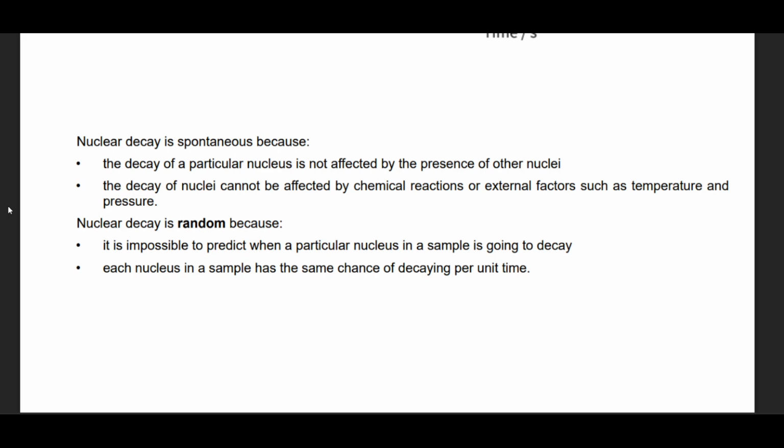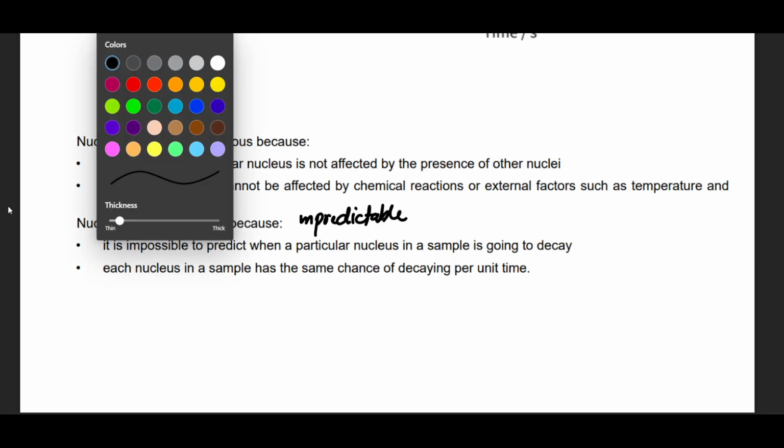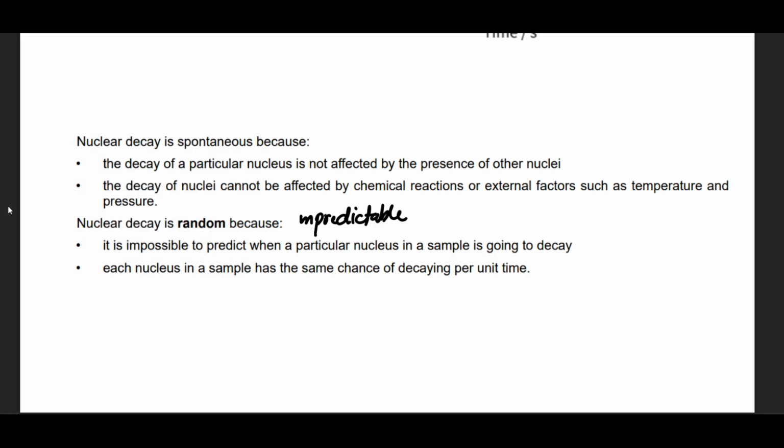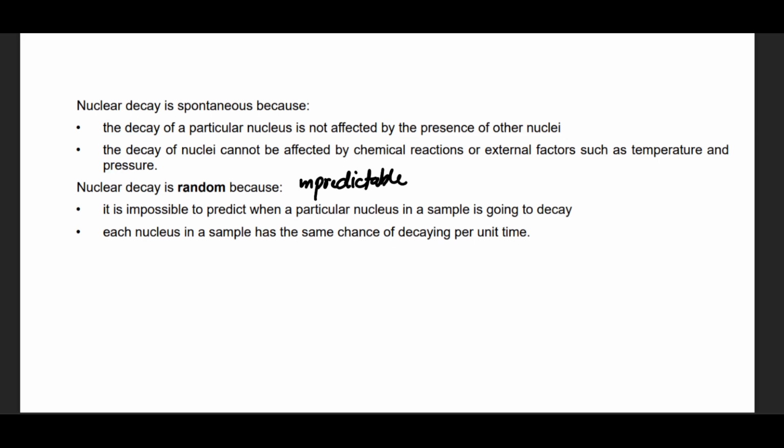Randomness basically deals with the fact that everything will be unpredictable. And what factors are actually going to be unpredictable? In a sample, for example, we have a sample of uranium, and there are a number of atoms of uranium in the sample. Which atom is going to decay? We don't know. This is unpredictability.